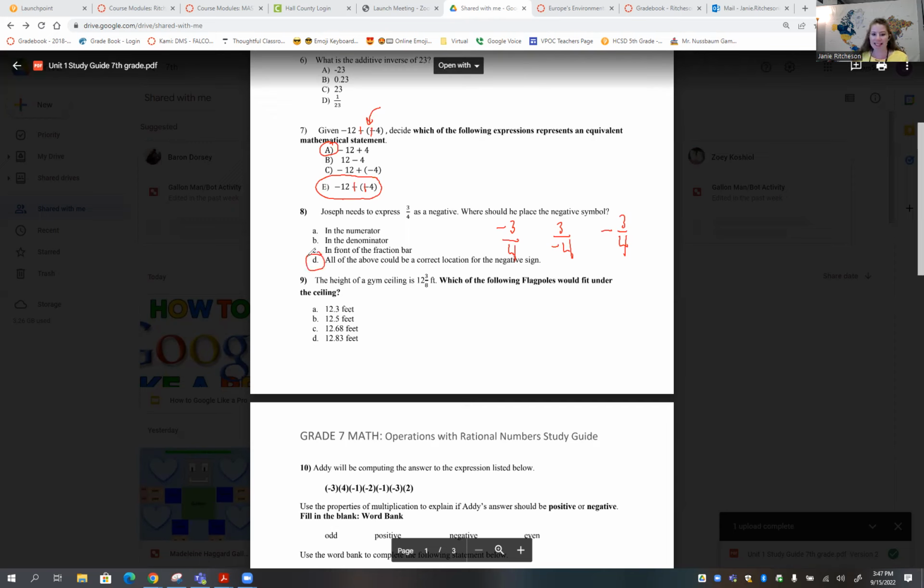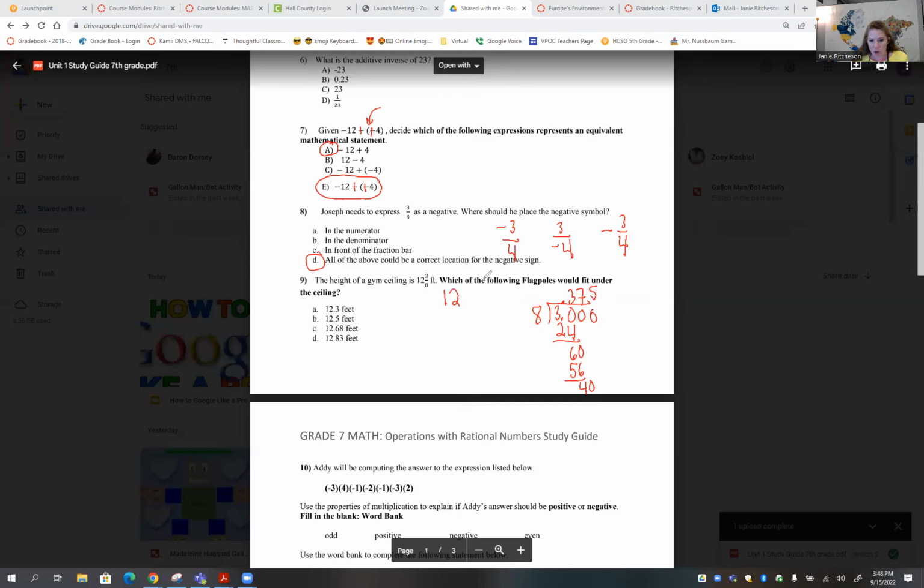The height of the gym ceiling is 12 3/8. All right, so we're going to ignore our whole number of 12. We're just looking at 3/8. So we're going to divide 3 by 8. Top dog in the house. We're going to bring up our decimal. 8 goes into 30 3 times. I subtract and get a 6. Bring down a 0. 8 will go into 60 7 times. 7 times 8 is 56. And then when I subtract, I get 4. I'm going to bring down one more 0, and 8 will go into 40 5 times.